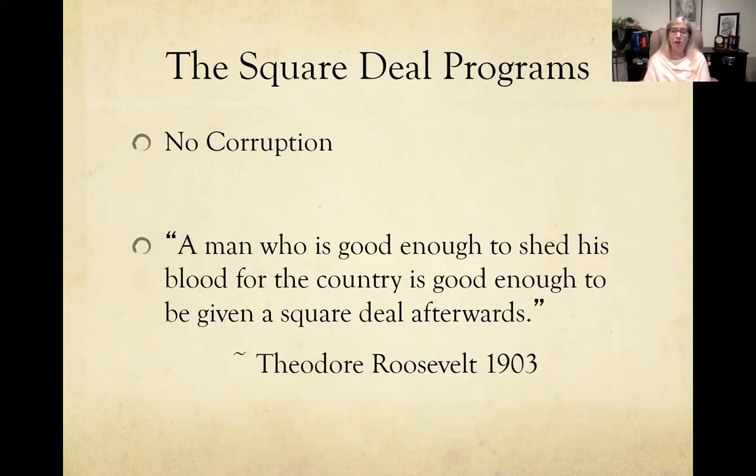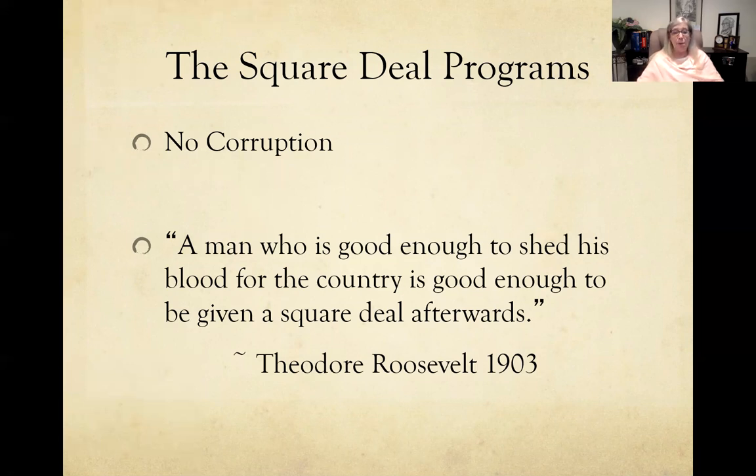And so by a square deal, he's basically talking about if you're dealt a hand of cards, and if you are playing cards, you deserve to be playing cards fairly. So if you get a bad hand of cards, but it was dealt to you fairly, then that's okay. But if you get a bad hand of cards because somebody else has cheated, then that's where something has to change. And so he's talking about no corruption. A square deal basically is talking about a fair deal.